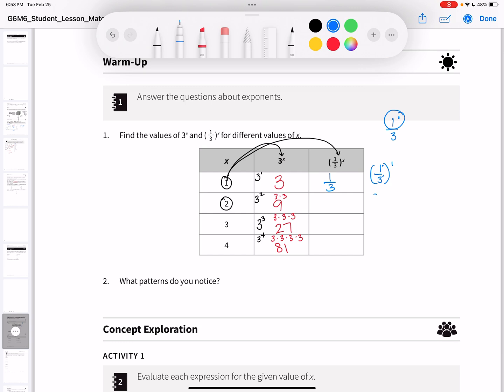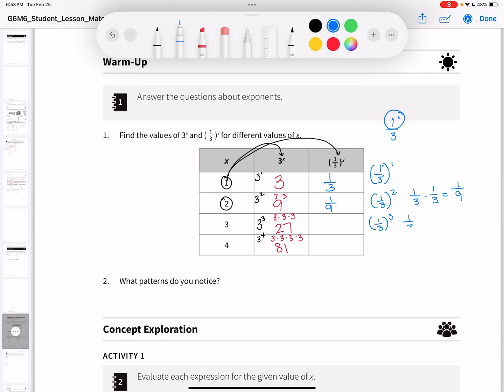Now here we have 1/3 to the power of 2. So that would be 1/3 times 1/3. And 1 times 1 is 1, and 3 times 3 is 9. So this answer is 1/9. 1/3 squared is 1/9.